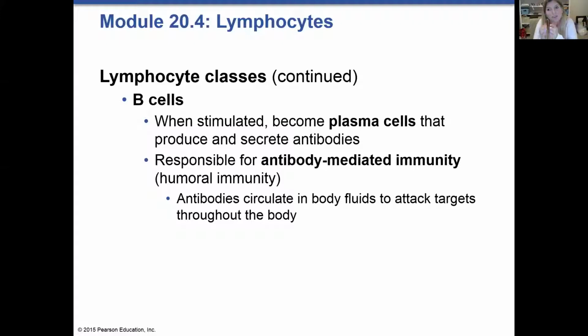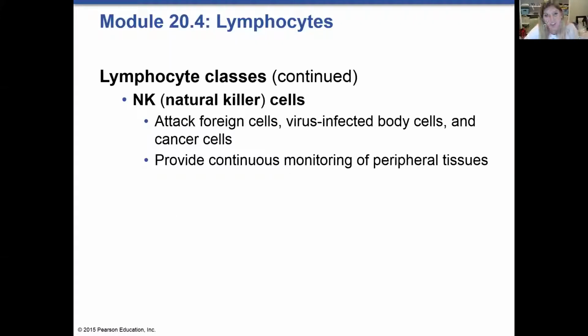Our B cells, instead of the B cells themselves going up to a foreign antigen, gobbling it up, punching it in the face, right, destroying it, what the B cells do is they say, whoa, we recognize you as a foreign antigen. We're going to come back here. Excuse me for a minute. I'm going to turn into a plasma cell, and I need to make some antibodies, and my antibodies are going to do the dirty work for me, right? So antibodies will circulate in the body fluids and attack any of the antigen targets throughout the body. So it's just a different strategy, right?